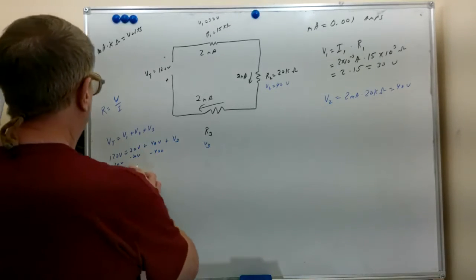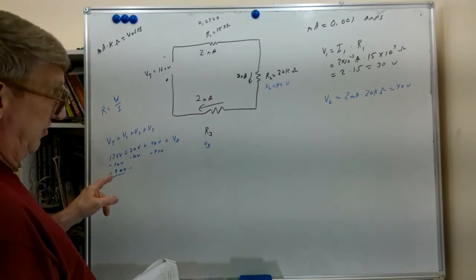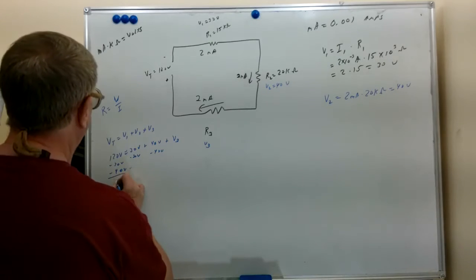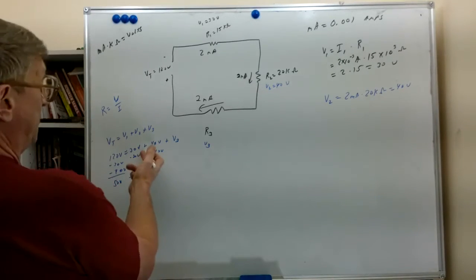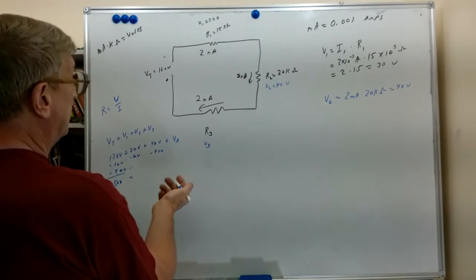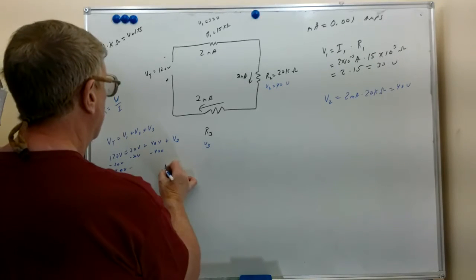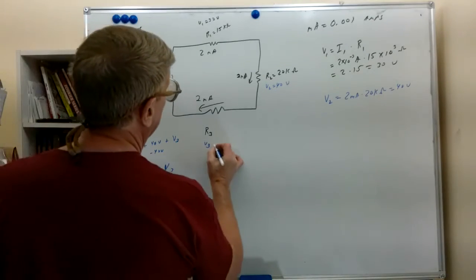We now have 120 minus 30 is 90, minus 40 is 50, so we end up with 50 volts is equal to, well, 30 volts minus 30 volts is 0 volts, 40 volts minus 40 volts is 0, equals 0. So basically we have that V3 is equal to 50 volts. So we could put that here.